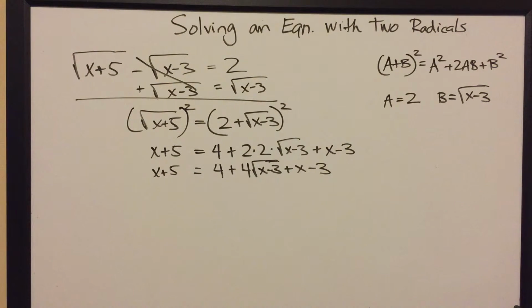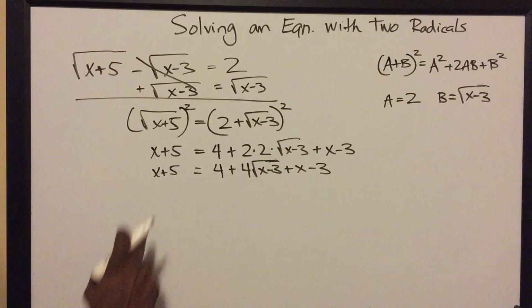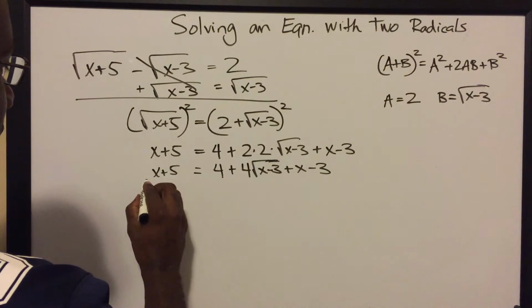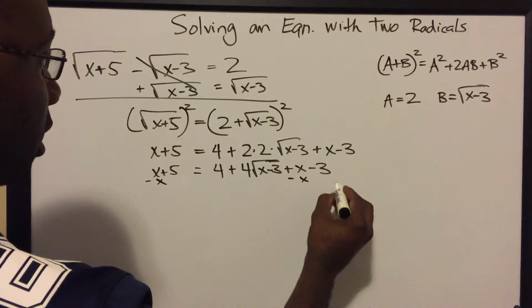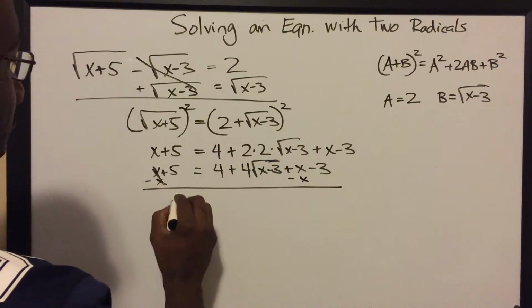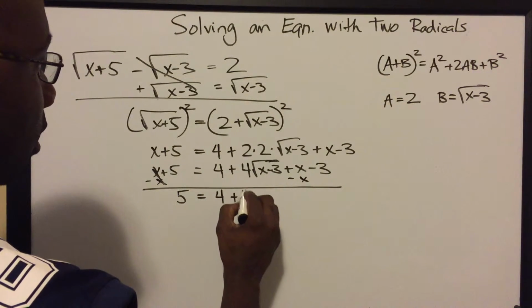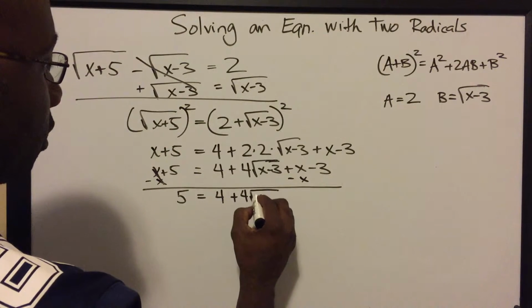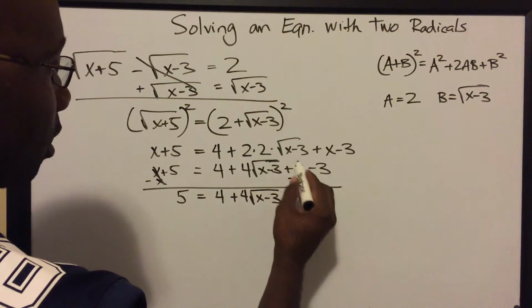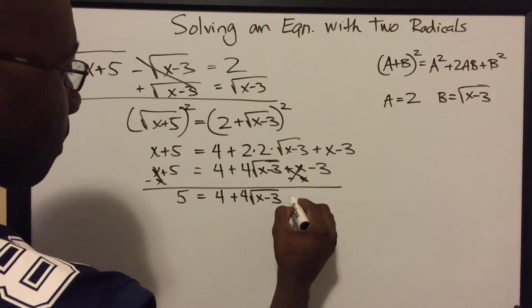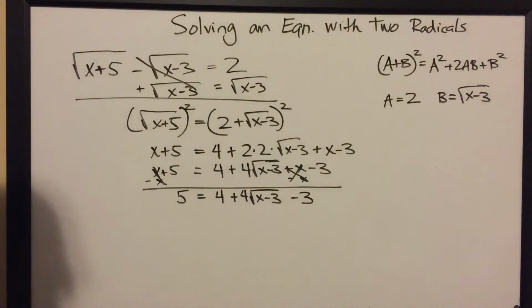Now, let's see the other things we can do. We know we have some like terms here, some things that we can get rid of or just bring together. Let's go ahead and bring our x over here. If I subtract x here and subtract x there, it's going to get rid of this x. So now I have 5 is equal to 4 plus 4 times the square root of x minus 3, and this minus 3.